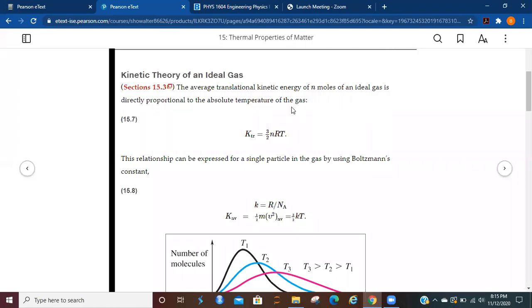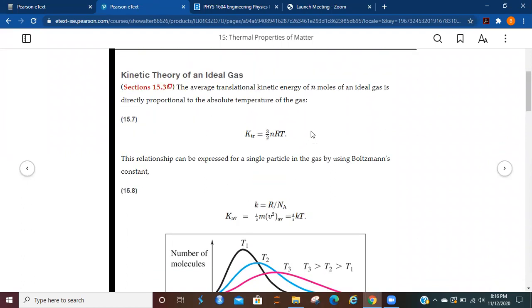This lecture is going to be over section 15.3, the kinetic theory of an ideal gas. I will go over some of the main points here, but I'm afraid that if I go through and talk about some of the finer points of the arguments, it might get a little confusing. So I'm just going to state the major points here. If you want to read the rest of it, you're certainly welcome to do so. But the main points are these.